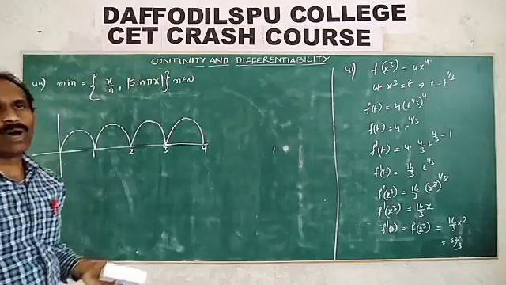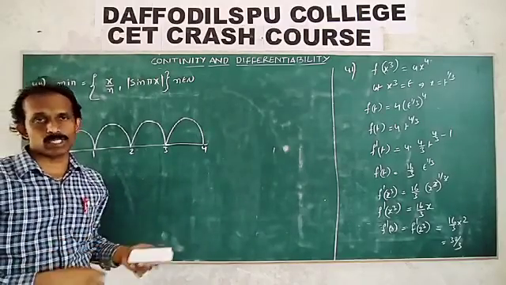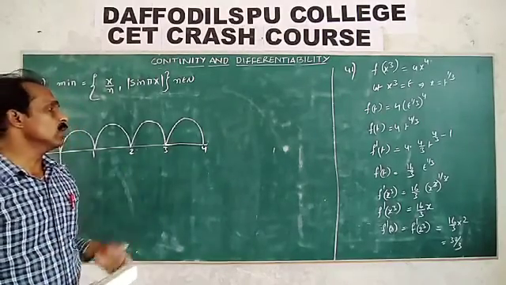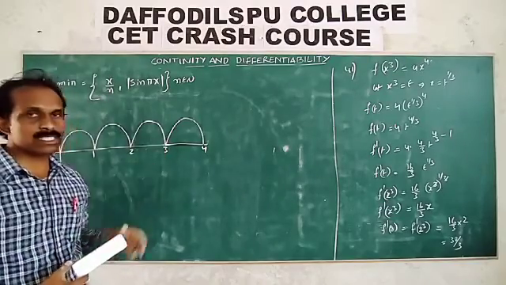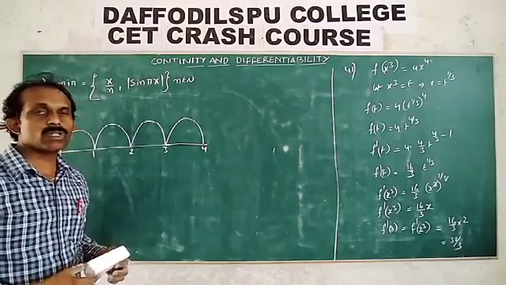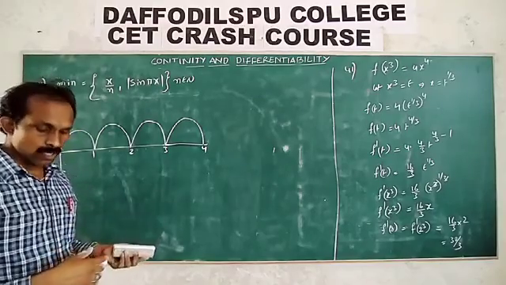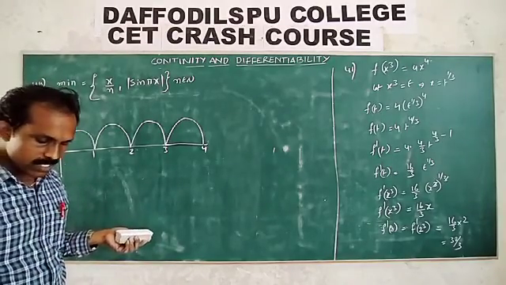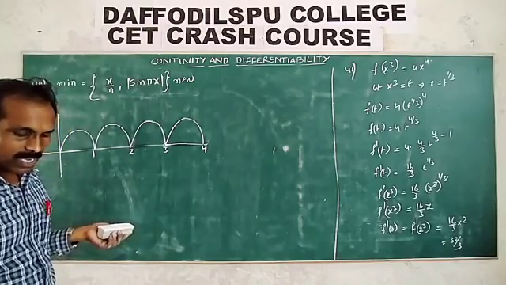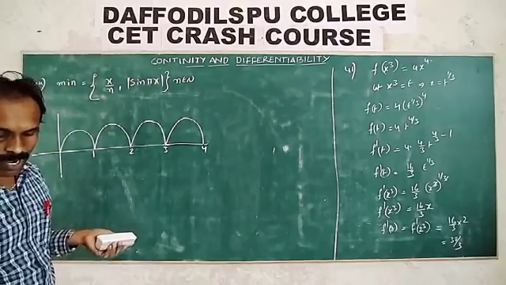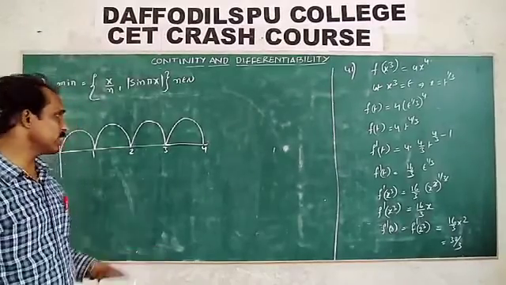Between 0 and 4, how many points of non-differentiability? Non-differentiability means sharp corners, where there is more than one tangent. So like that, how many maximum points of non-differentiability for x belongs to 0, 4: is it 4, or 2, or 5, or 6, and at what points?